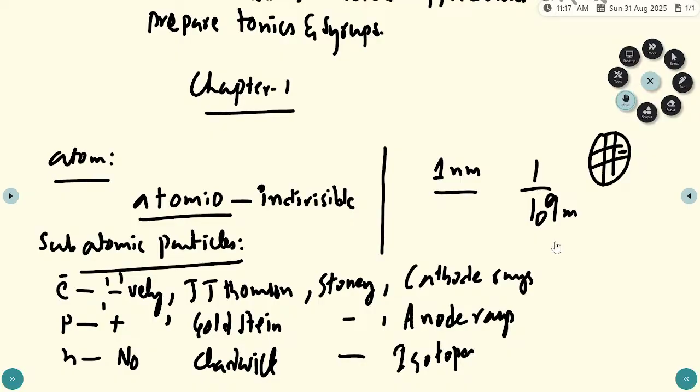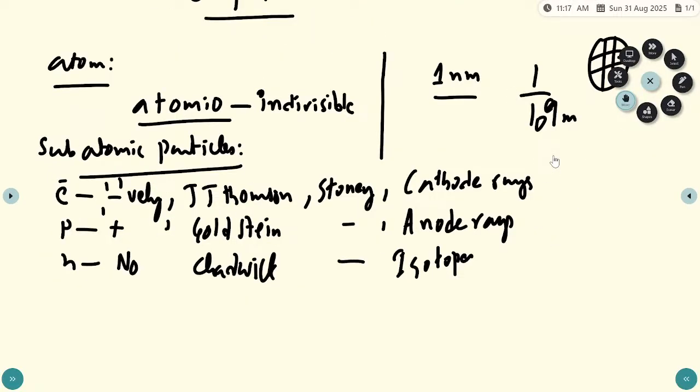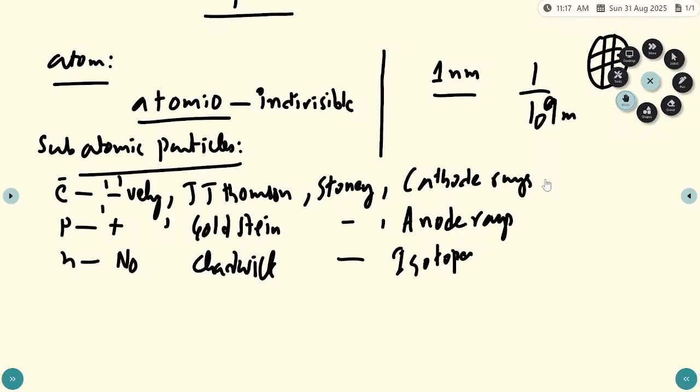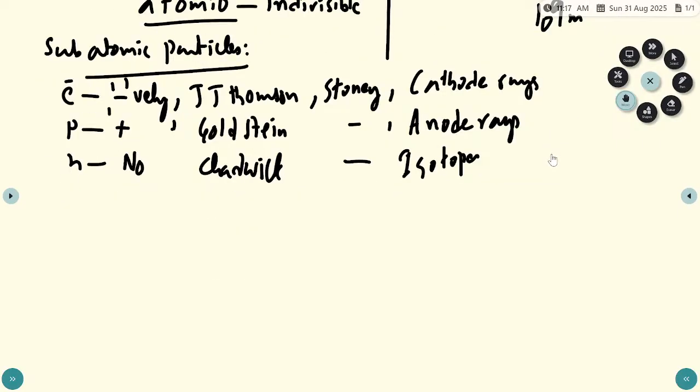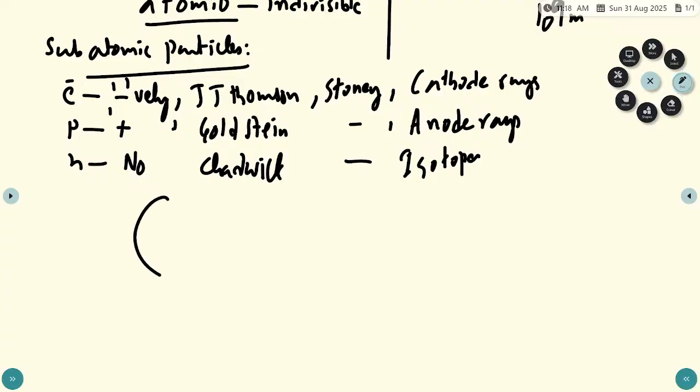Where are these particles present in the atom? In the nucleus. For example, this is the atom, and in it the center point is there. In that center point, protons and neutrons are present. This center point is known as the nucleus.